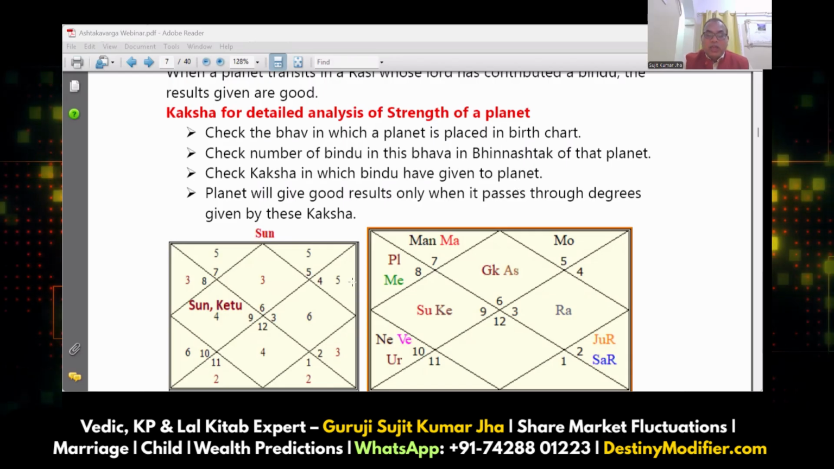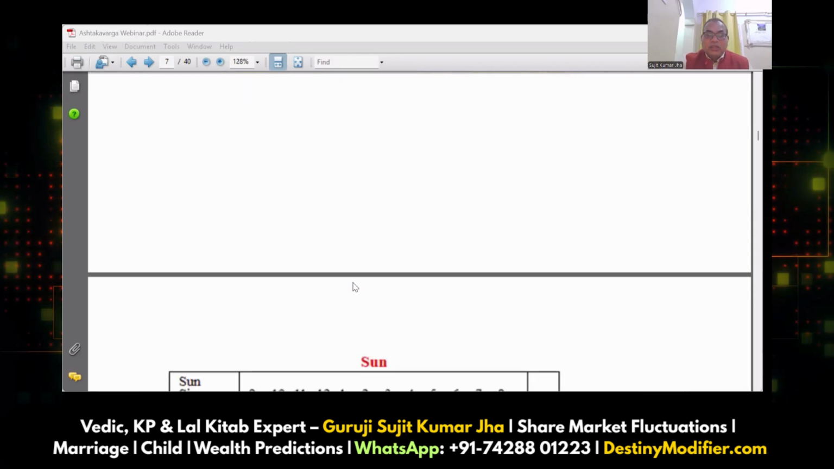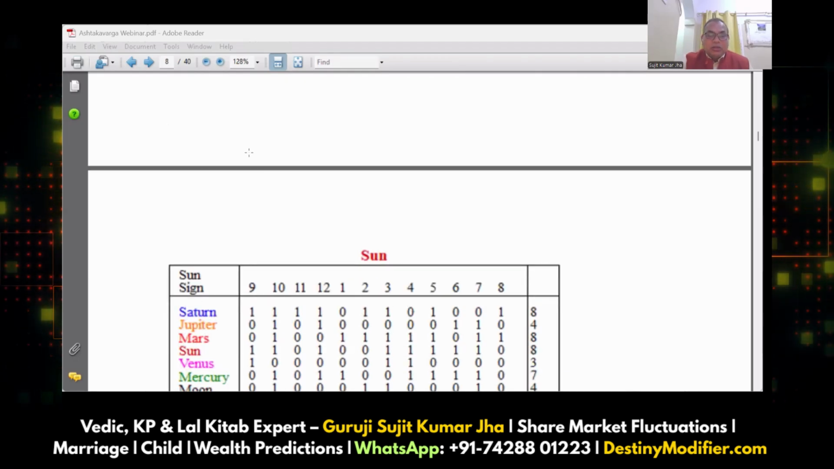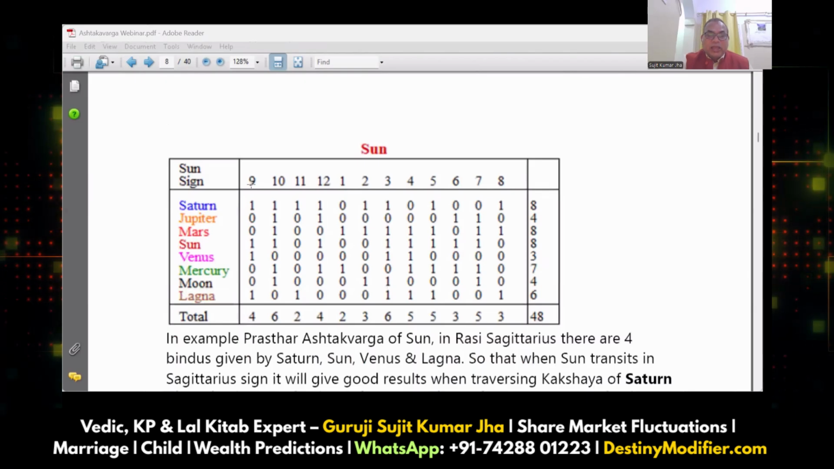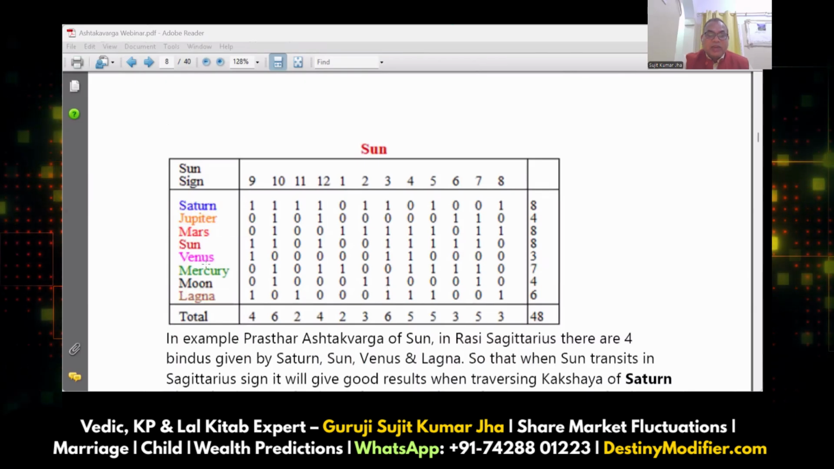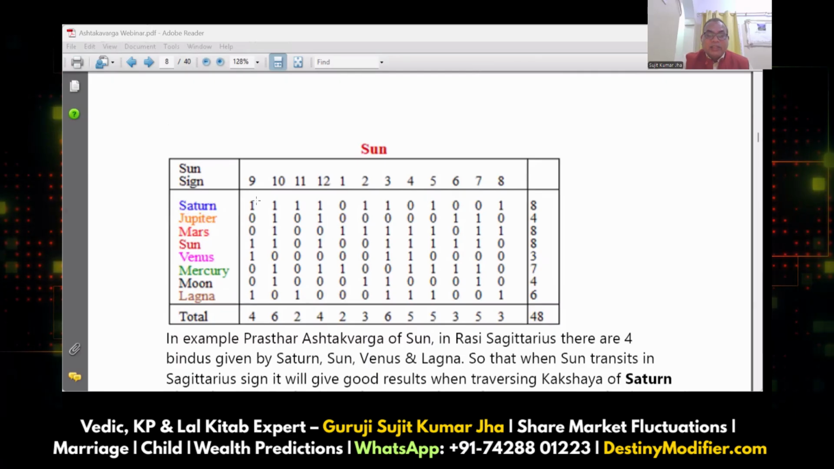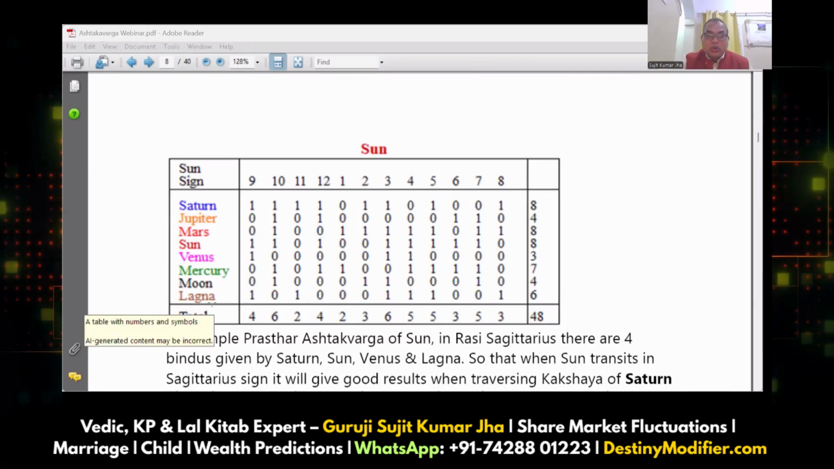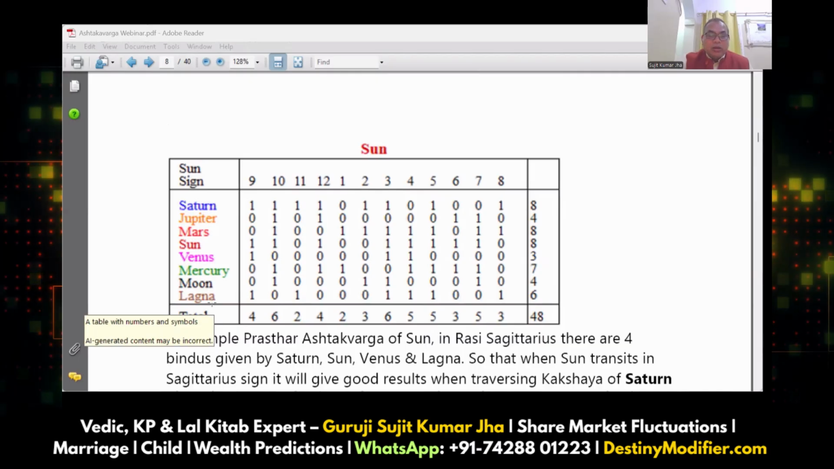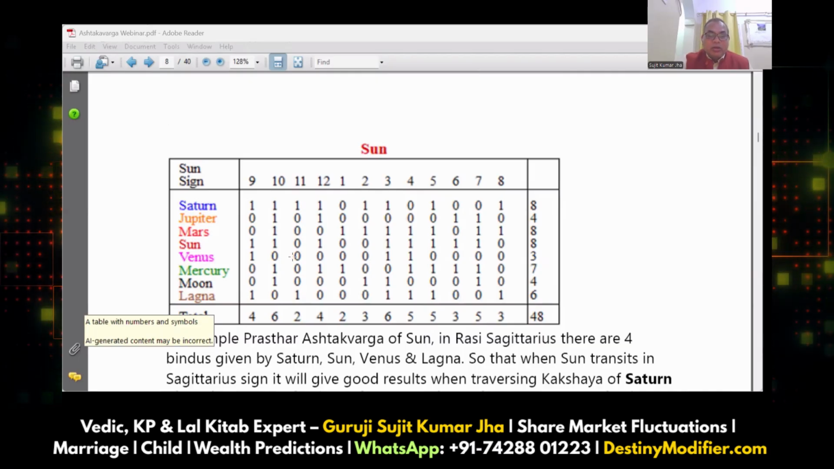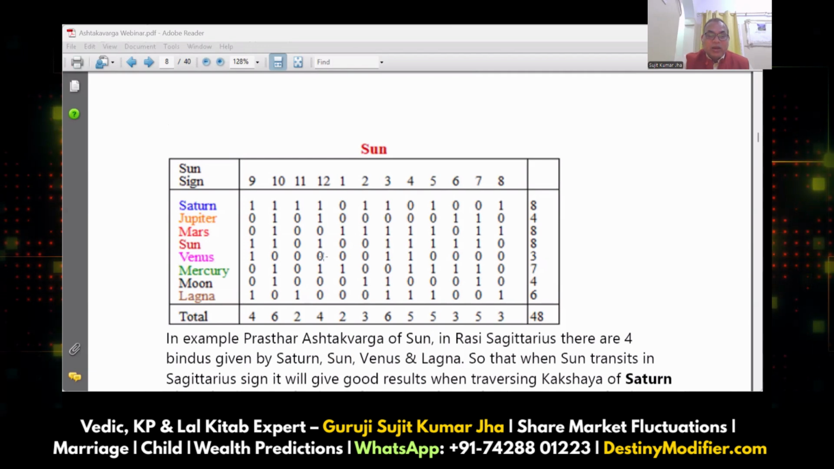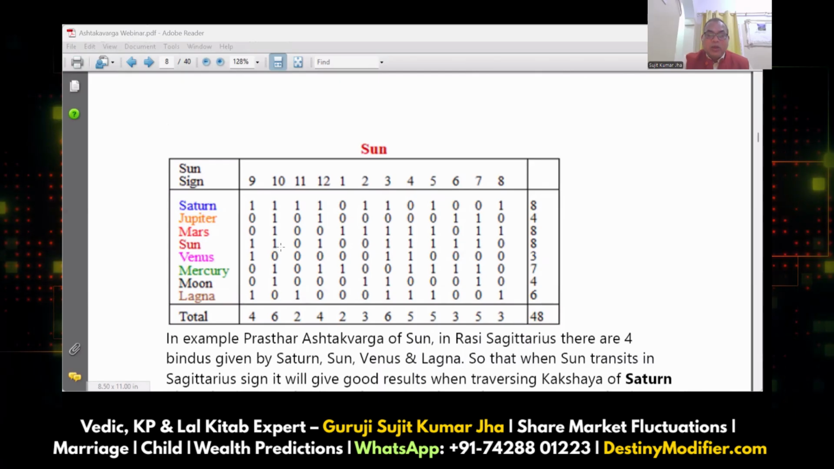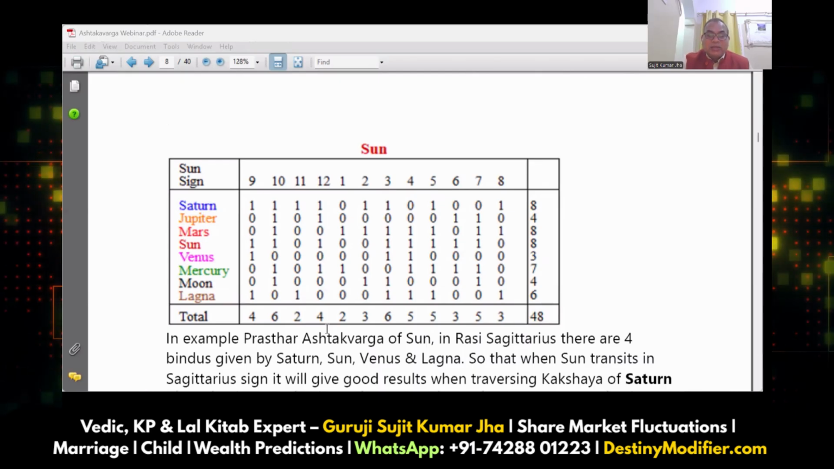Now what do I have to see? Now I have to see the Prastar Ashtakavarga. First, see here the Sagittarius sign. Which planet has given a point? Saturn has given a point. Jupiter, Mars have not given, so 0, 0. Then Sun has given. Then Venus has given. After that, Mercury, Moon have not given. Lagna has given. So how will we analyze this?